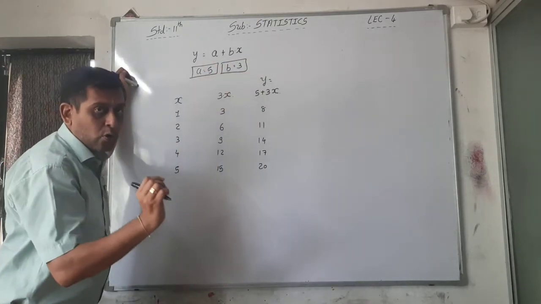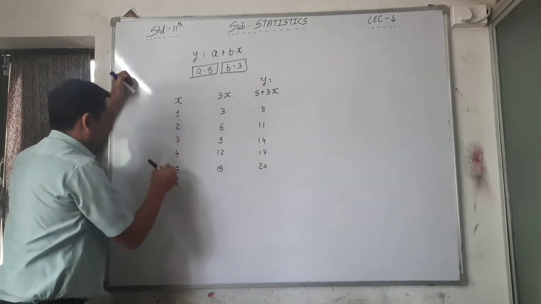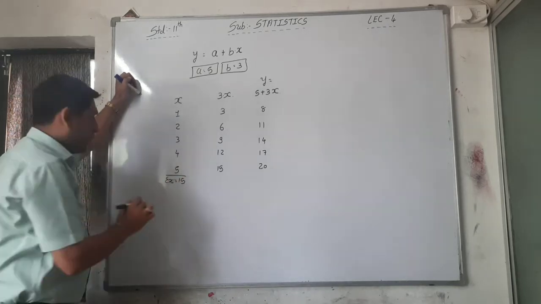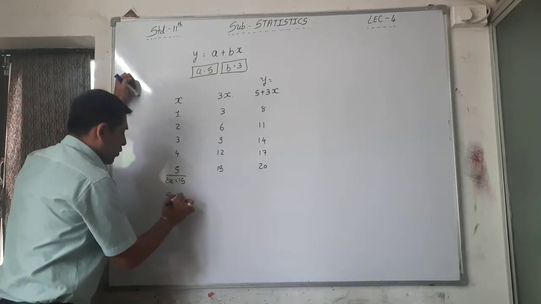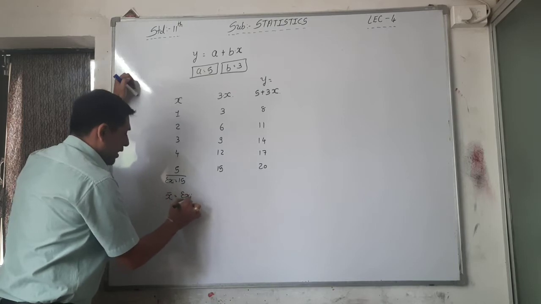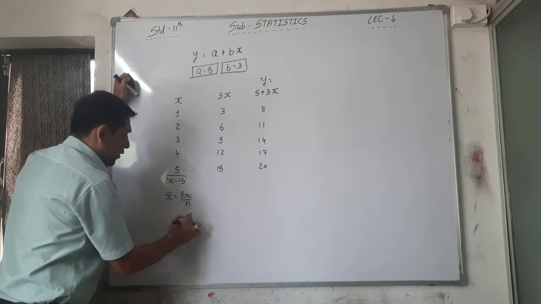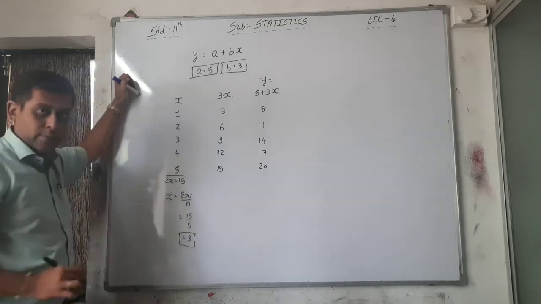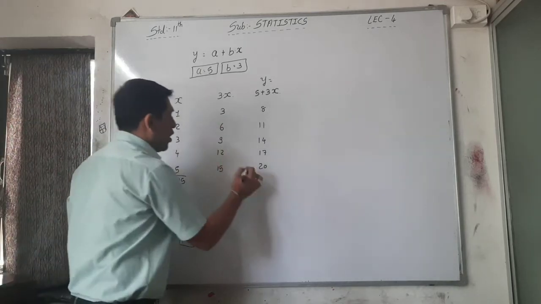Now what is your x bar? First of all, sigma xi is equal to 15. So x bar is equal to sigma xi upon n, that is 15 by 5, that is 3. x bar is 3. Now make the total of y.